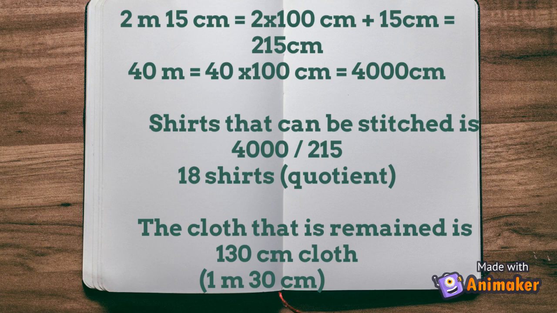Then it asks how many shirts can be stitched with this amount. So after dividing 4000 by 215, we get a quotient of 18. So 18 shirts we can stitch, and the remainder is 130, that is 130 centimeters. So 130 centimeters is the remaining cloth. Then we need to convert it again into meters. For knowing how it is converted, please watch my last video.